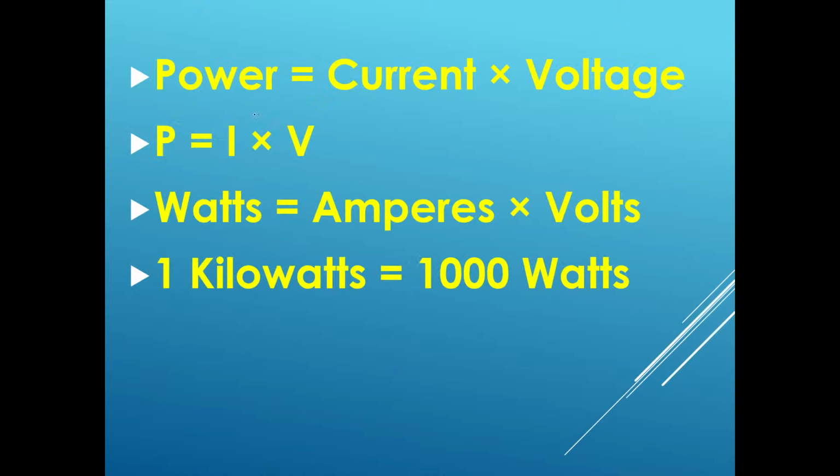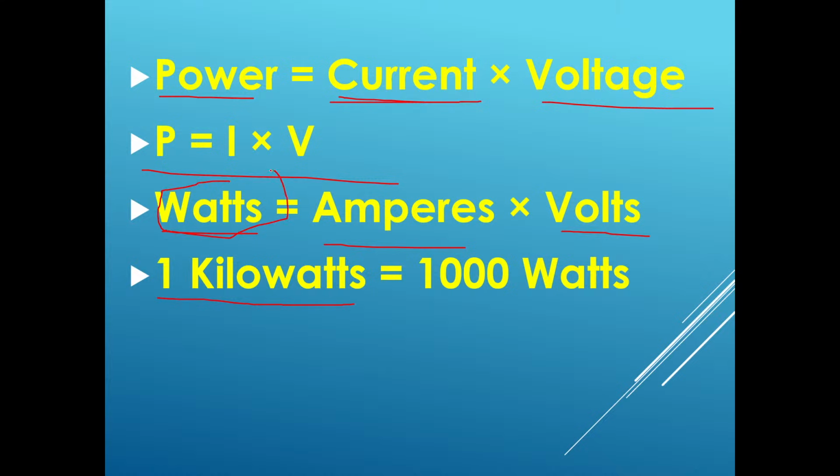What is power? We already know power is V into I. So P is equal to I into V. Power units is watts, current units is amperes, and voltage units is volts. If I want to mention 1 kilowatt in watts, kilo means 1000. So 1 kilowatt is nothing but 1000 watts.